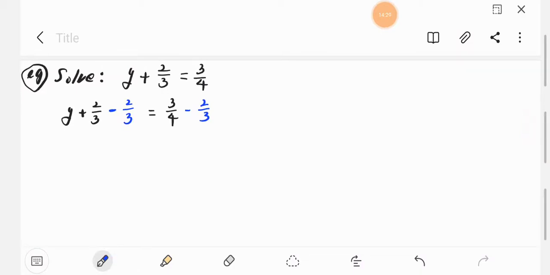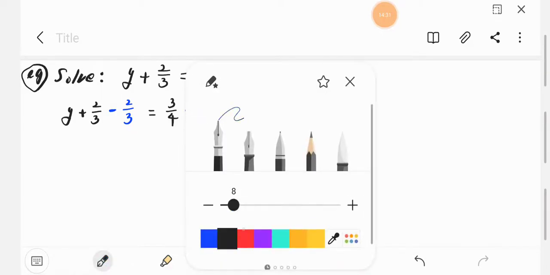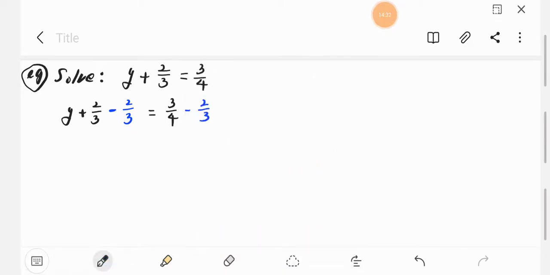Okay. So the left hand side is just y, because these numbers are the same. You are subtracting the same number, so that is actually y plus 0, which is y. Then right hand side, the LCD is 12. So you can write 3 over 4 as 9 over 12. So 4 times 3 is 12. So 3 times 3 is 9.